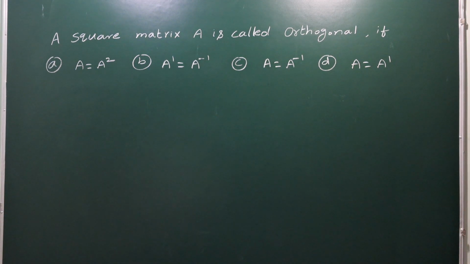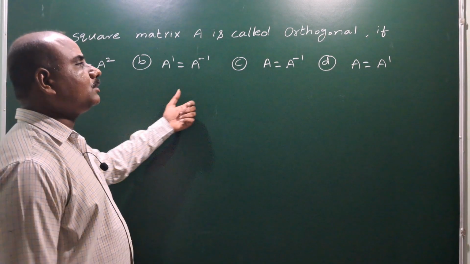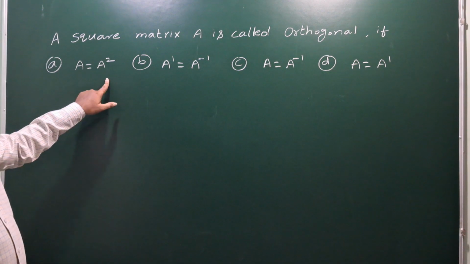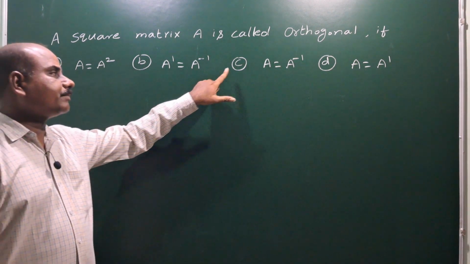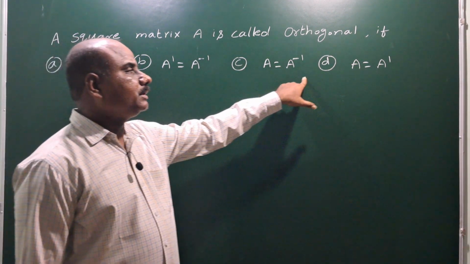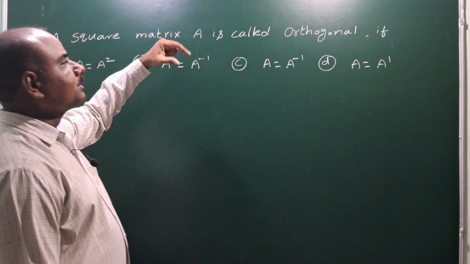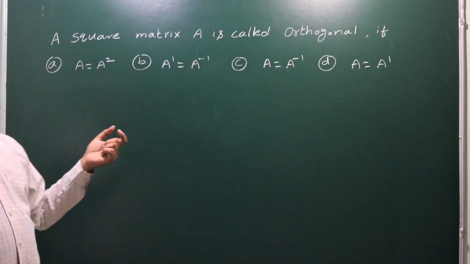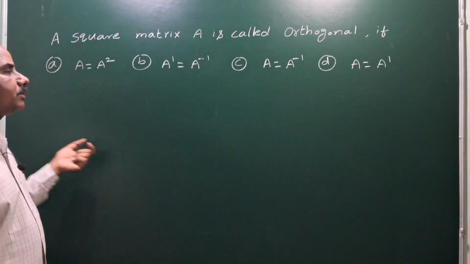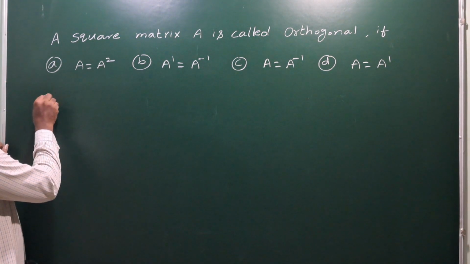Okay, next one. A square matrix A is called orthogonal if A is equal to A square, A dash is equal to A inverse, A is equal to A inverse, and A is equal to A dash. So first of all, we have to remember what is meant by orthogonal matrix. Let us see the definition.